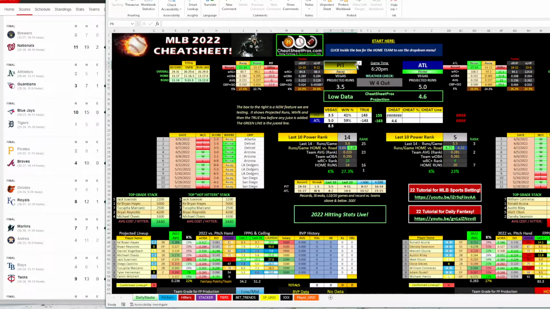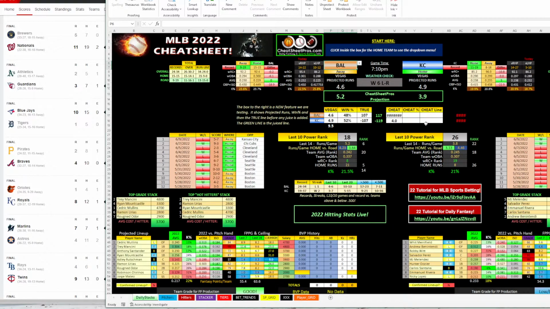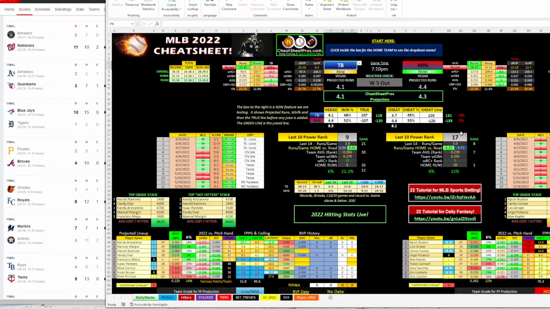Here, not enough information for Pitt, Atlanta. Flipping over here to Texas, 0%, so 52-52, so no change there. Vegas pegged that one pretty good. KC, Baltimore. KC pitcher didn't have a lot of stats, so that's not going to come up.